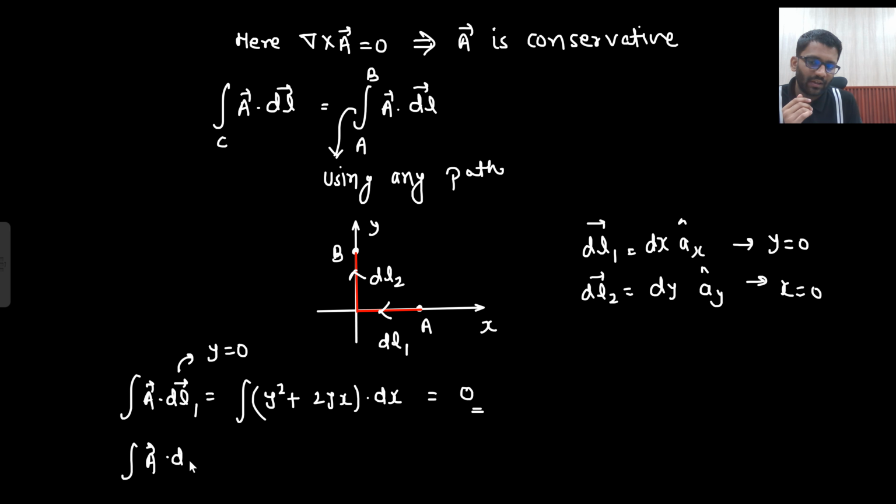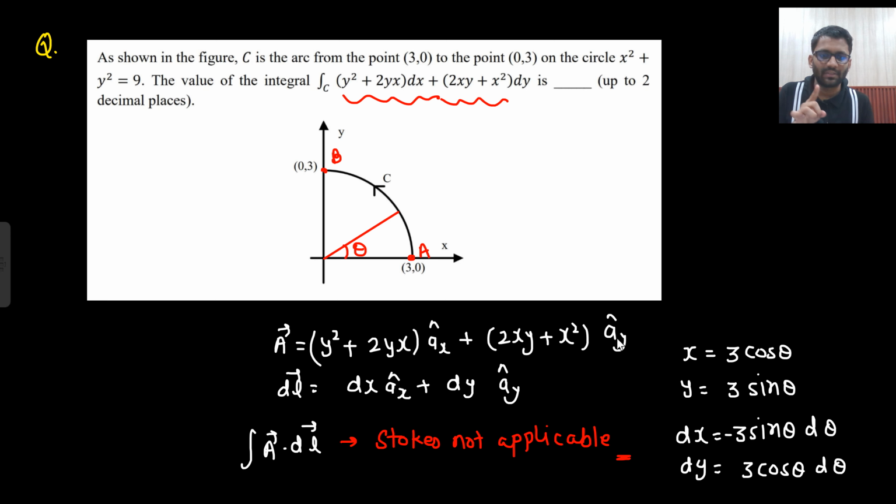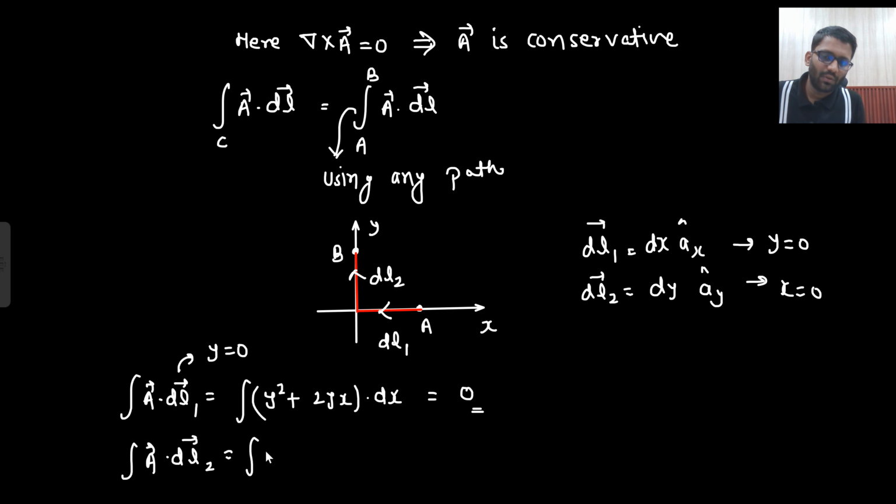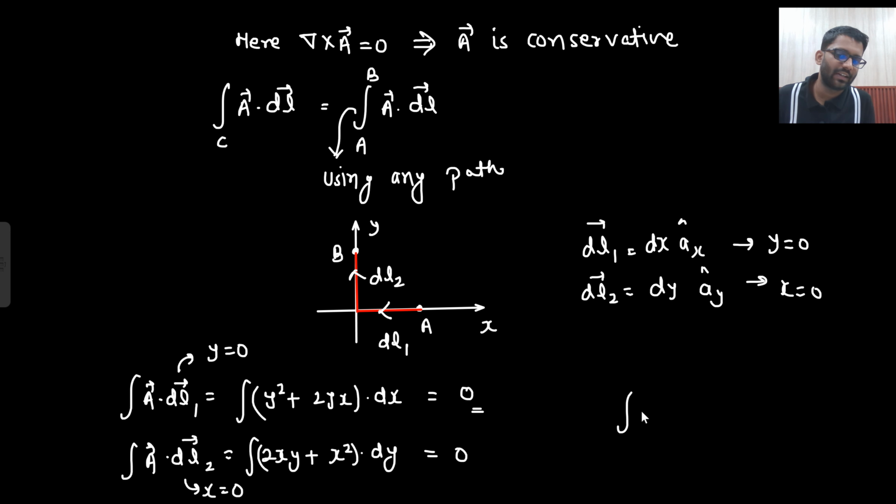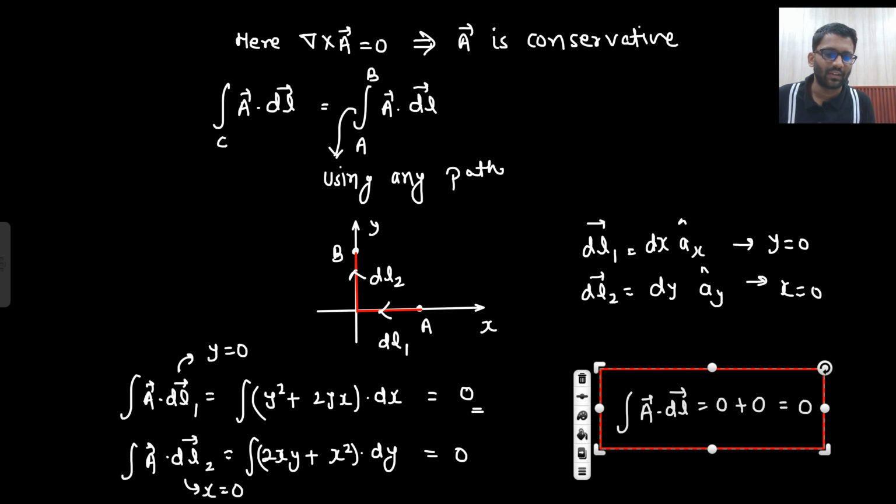What about A dot dl2? So what I need to find? A dot dl2, and in dl2 what I am gonna do? dl2 is dy into ay cap. So I will only look at ay cap. Which is my ay cap? 2xy plus x square. 2xy plus x square into dy. Okay. So what is the scene here? Here your x is equals to 0. In dl2 x is equals to 0. If you put x equals to 0 here, what you are getting? 0 only. So what is the final answer? A dot dl, that is coming out to be 0 plus 0, which is equals to 0. So this is the final answer.